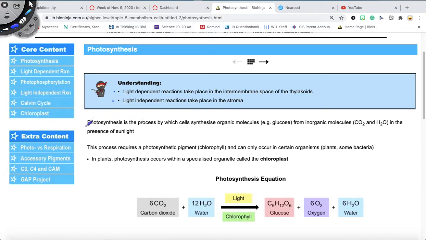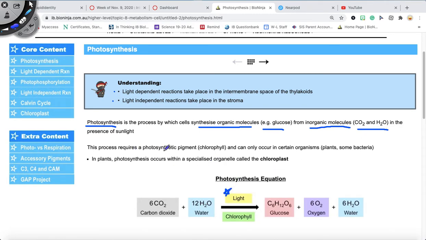So the purpose of photosynthesis is to synthesize organic molecules like glucose. Glucose is not the only molecule that's made in photosynthesis. You might be surprised, but the main example that we always use is glucose. And that organic molecule is made from inorganic molecules like carbon dioxide and water in the presence of sunlight.